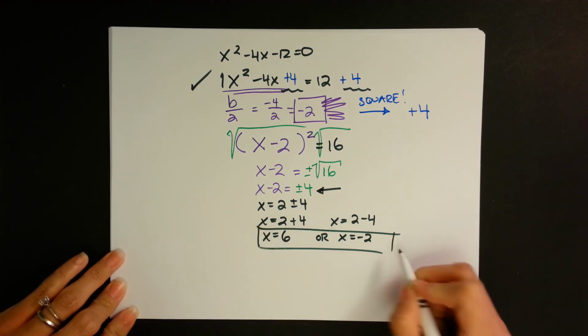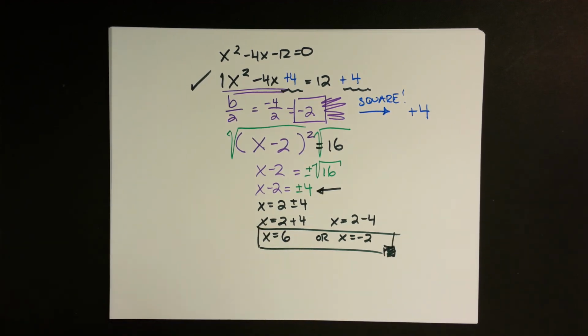So the nicer the number, the more work you actually have to do. Those are 2 really good examples, I think, of completing the square.